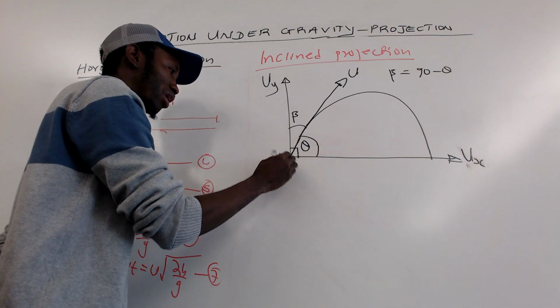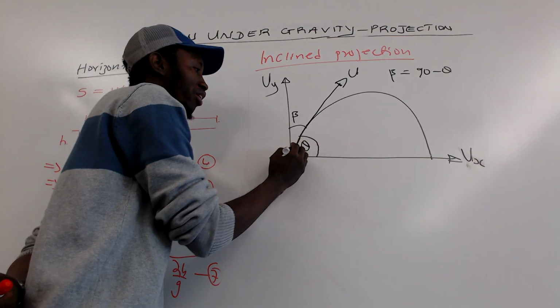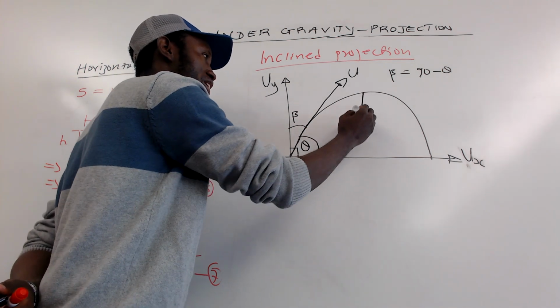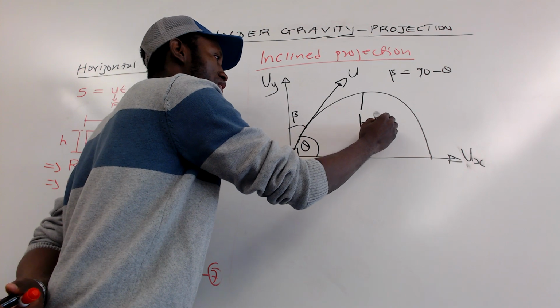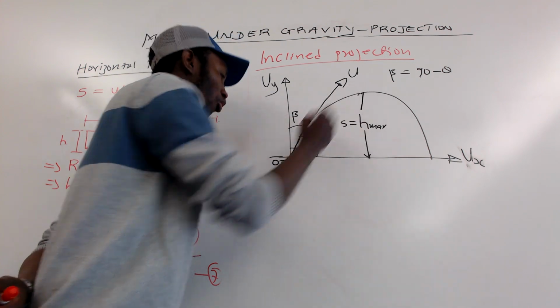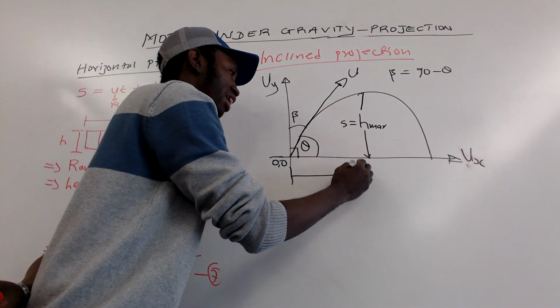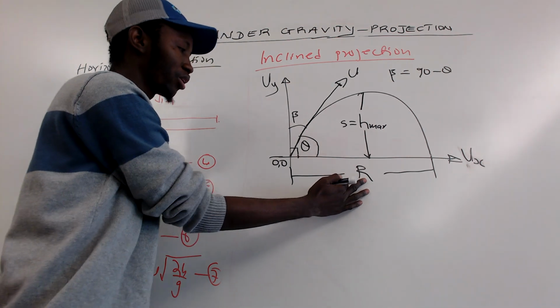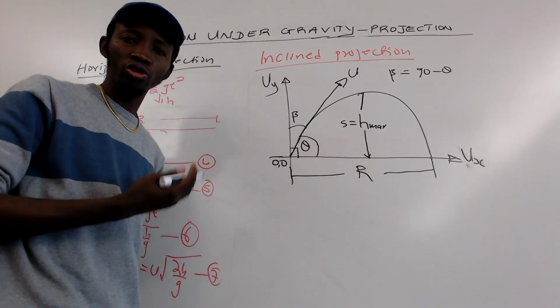This is the origin, 0, 0, the axis. So when the object is thrown and reaches its maximum point, the maximum height, we have h max. Here s is equal to h max. We also have to consider the horizontal distance over which the object moves. We call it the horizontal distance or the horizontal range.